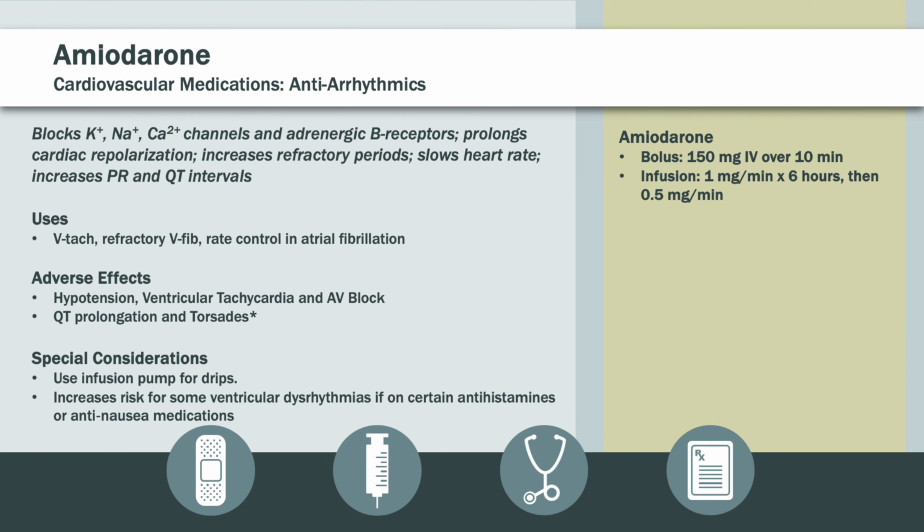Dosing consists of an initial bolus of 150 milligrams administered intravenously over 10 minutes, followed by a continuous infusion at 1 milligram per minute for 6 hours. After that, the infusion is typically decreased to 0.5 milligrams per minute. Because of the risk of hypotension and the need for precise delivery, amiodarone infusions should always be administered using an infusion pump.